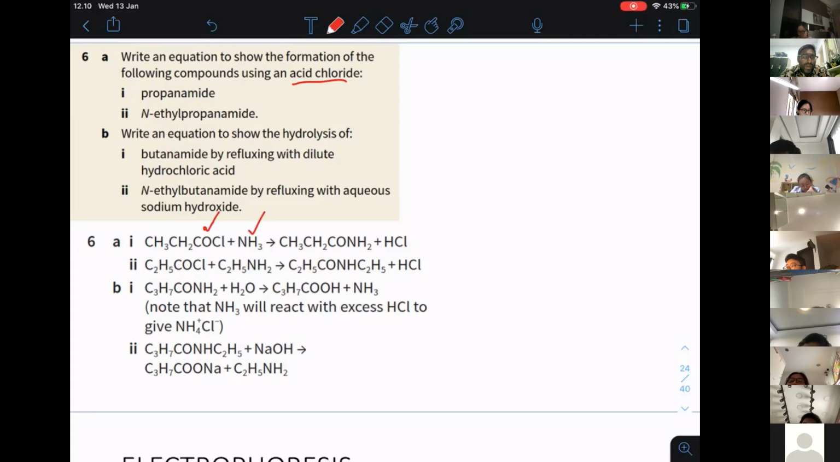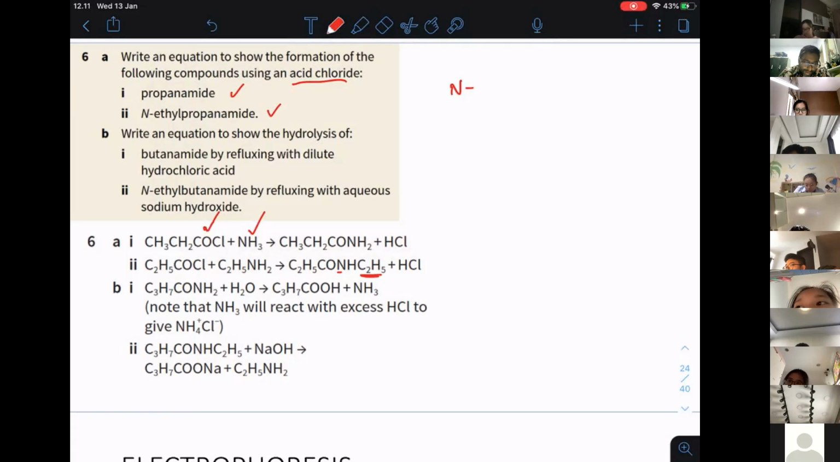Or if you want N-ethyl propanamide, this is going to be N-ethyl, so ethyl is bonded over there. If you want a substituted amide, how do we know whether it's substituted or not? The moment you have the naming N, N-ethyl or N-methyl, then it's substituted. If you do not want substituted, then you straight away react with ammonia. But if you want substituted, then you react with the amine. So this is how we are going to find out.